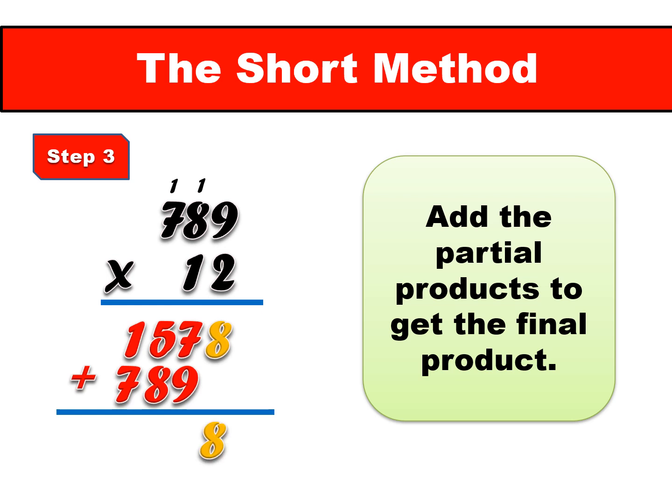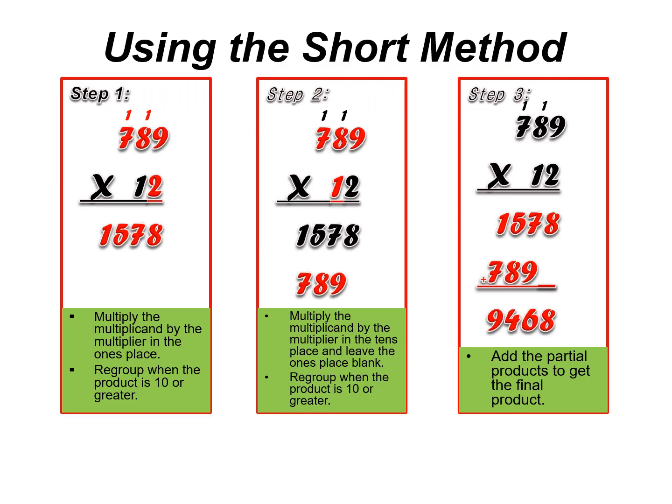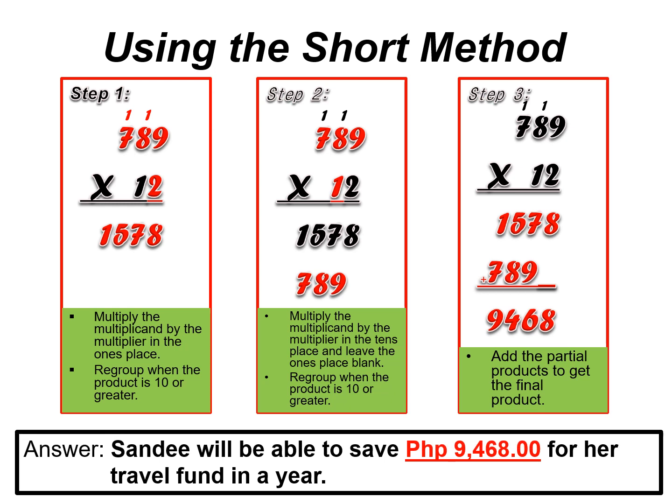8, 7 plus 9 is 16. Bring down 6, regroup 1 in the hundreds place. 1 plus 5 plus 8 is 14. Bring down 4, regroup 1 in the thousands place. 1 plus 1 plus 7 is 9. Answer: Sandy will be able to save 9,468 pesos for her travel fund in a year.